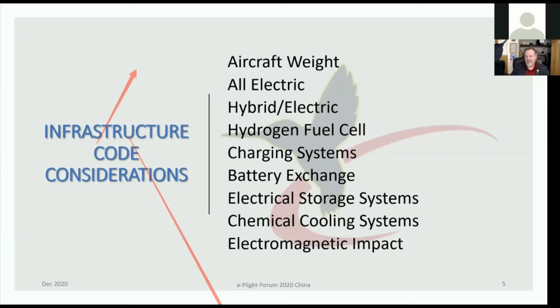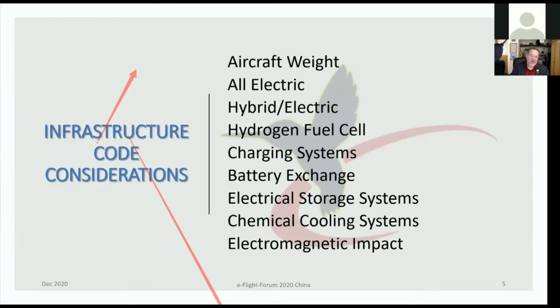Hydrogen fuel cells: the NFPA, National Fire Protection Association, has a tremendous amount of information on hydrogen fuel cells, but we have yet to leverage any of that information towards aviation. Charging systems: we look at the charging systems and the makeup of those.